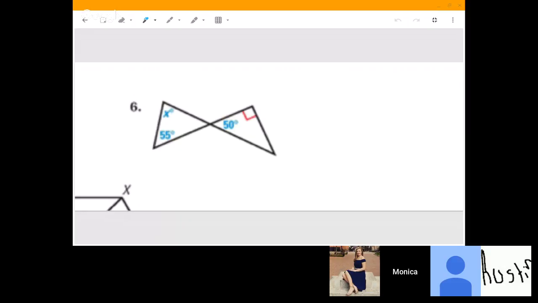Okay, Madison, for number 6, we're supposed to find the value of x in this diagram here. So what we know when we look at this diagram, we know that the interior angles of a triangle add up to what? Yes, 180. And if we know that on this triangle here, we know one angle, right? How can we figure out what this angle here equals?